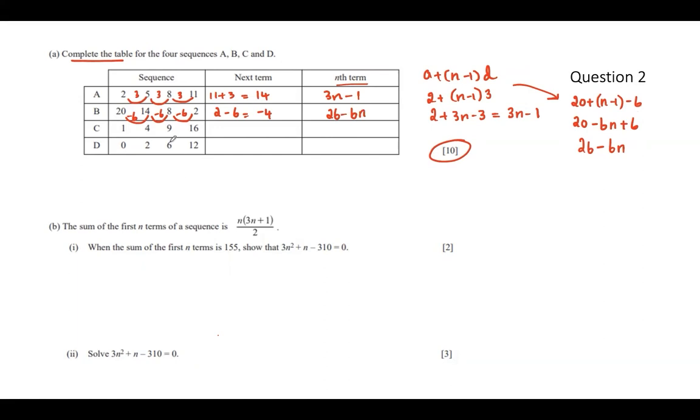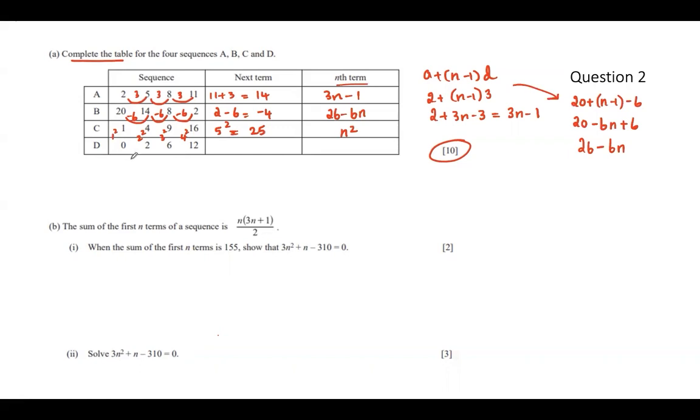Moving on, we have 1, 4, 9, 16. Take one good look and you will know that this is nothing but square numbers. So over here you have 1 square, this is 2 square, 3 square, 4 square. So the next one is naturally going to be 5 square or 25. And the nth term is going to be n square.